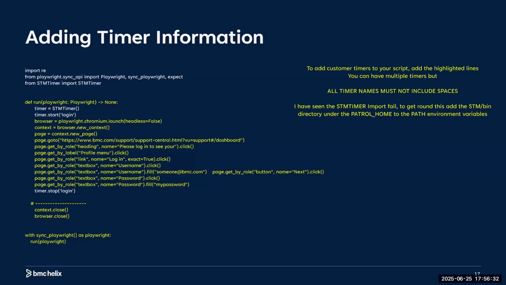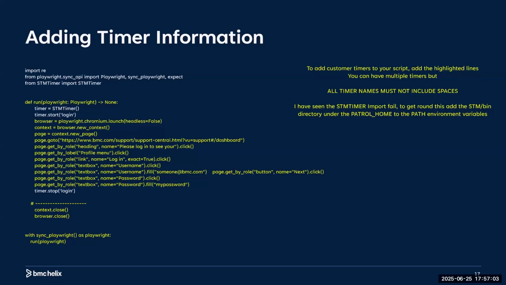Or you want to start adding timers to the script. It's as simple as adding one line to the script that you recorded first, which is timer equals STM timer, and you import the STM timer here. And then it's as simple as timer start, timer stop. And just like the question with the multiple URLs, that's exactly how I would do it here. I would have a timer for each URL.